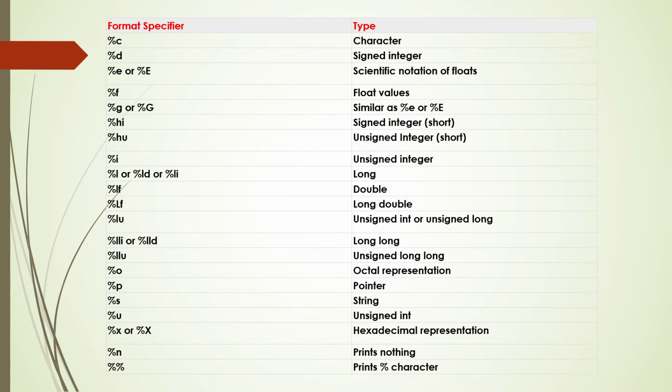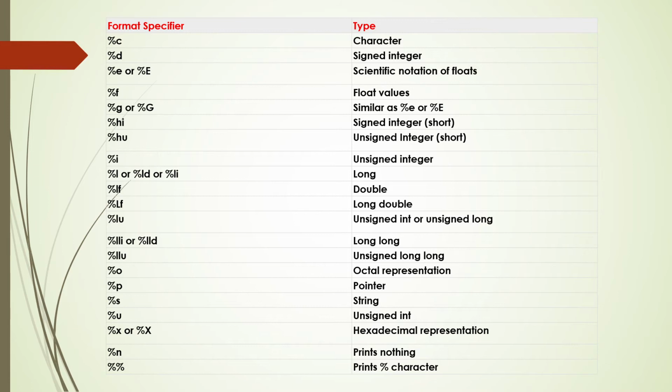%d for integer, %e for scientific notation of floats, %f for float values, %g is similar to %e, %hi is for signed short integer, %hu is for unsigned short integer, %i is for integer, %l, %ld or %li for long, %lf for double, %Lf for long double, %lu for unsigned int or unsigned long, %lli or %lld for long long, %llu for unsigned long long, and similarly it goes on.